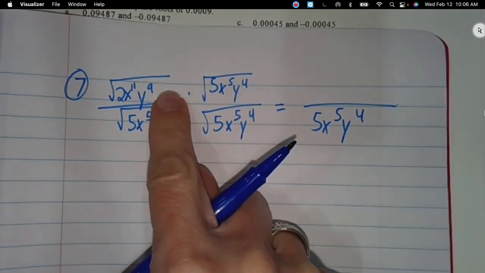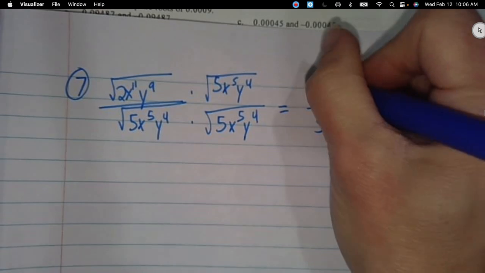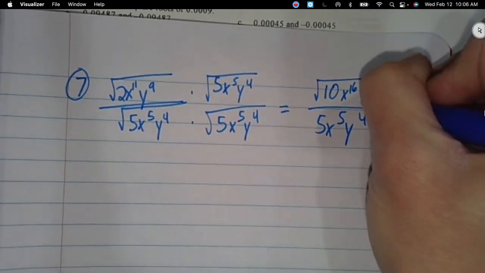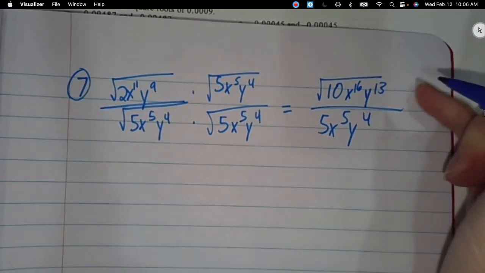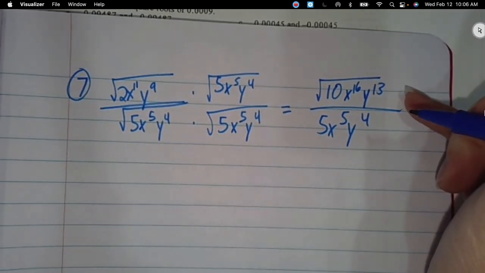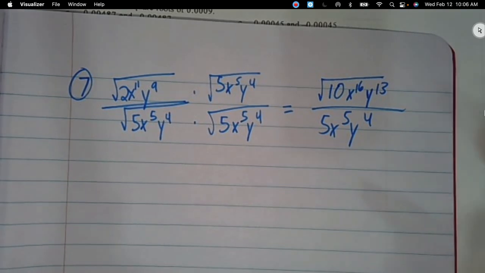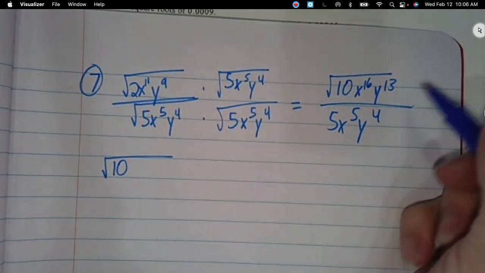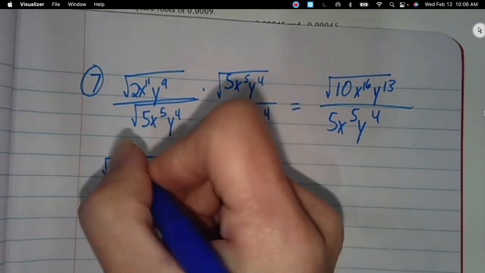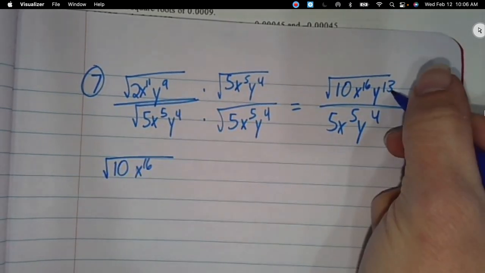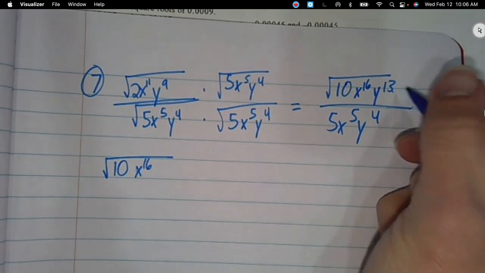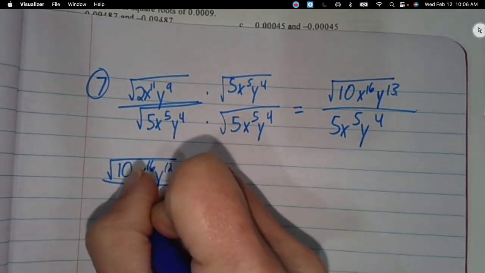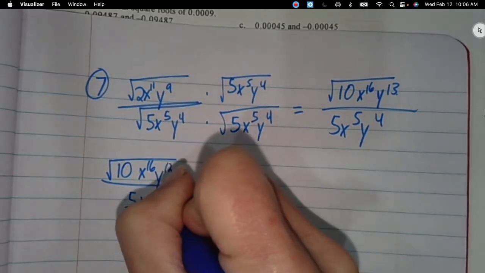Now let's multiply these two. 10x to the 16, y to the 13. So all we have left to do is to simplify this. Don't you have to take a y out? Yeah, so I can't do anything with the 10, so I'll leave it. 13 is not divisible by 2, so I would put 12 and one more. Any questions with what I did? I kind of went through that real quick.